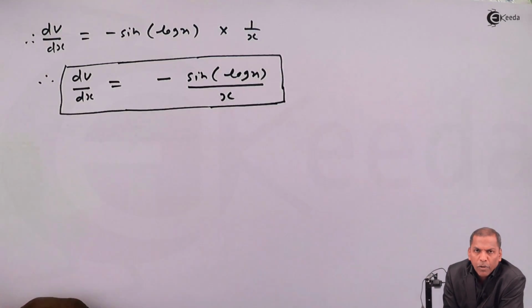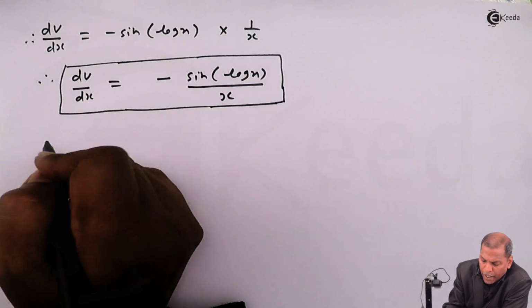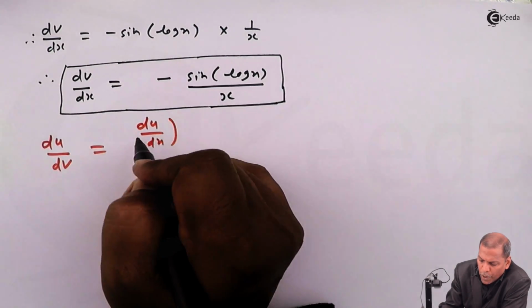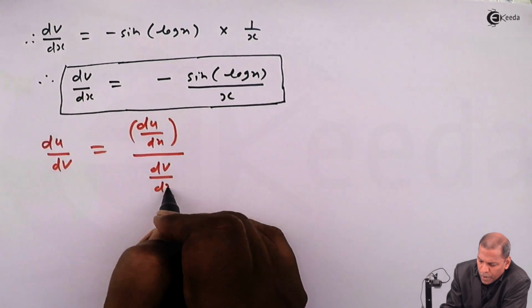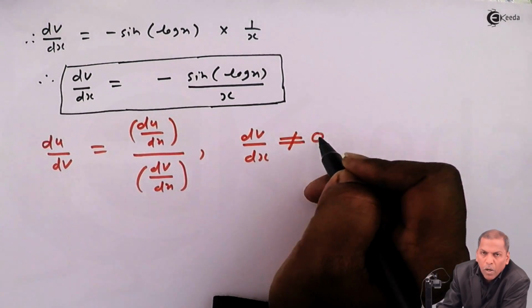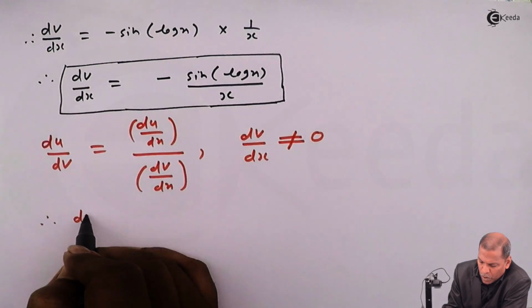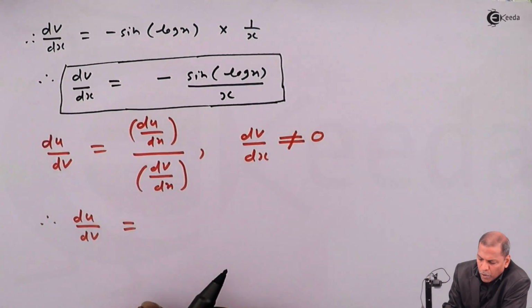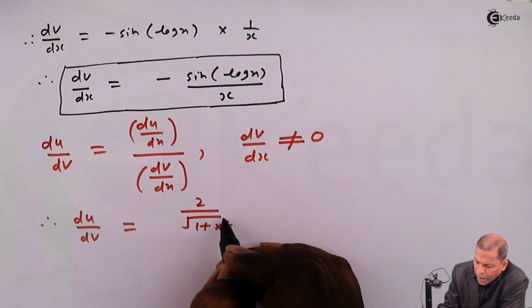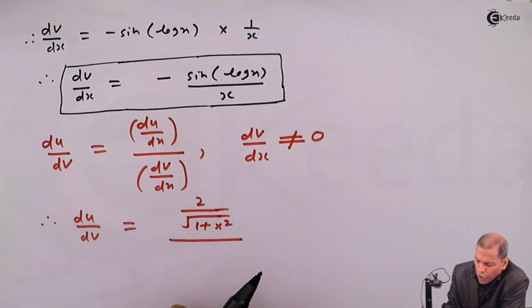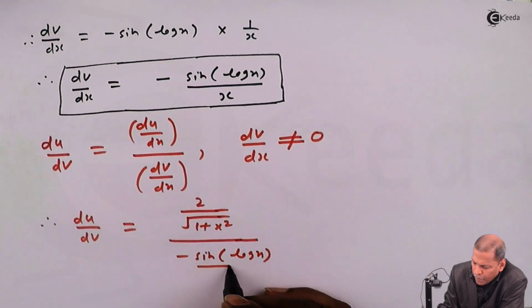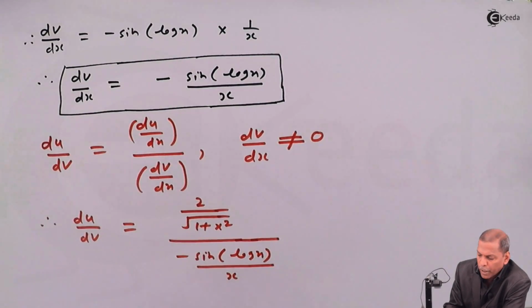And finally, we use the theorem on parametric function, that du upon dv can be written as du upon dx divided by dv upon dx, provided dv upon dx is not equal to 0. Therefore, du upon dv is equal to, for du by dx we substitute 2 upon root 1 plus x square in the numerator, and for dv by dx we substitute minus sine of log x divided by x in the denominator.